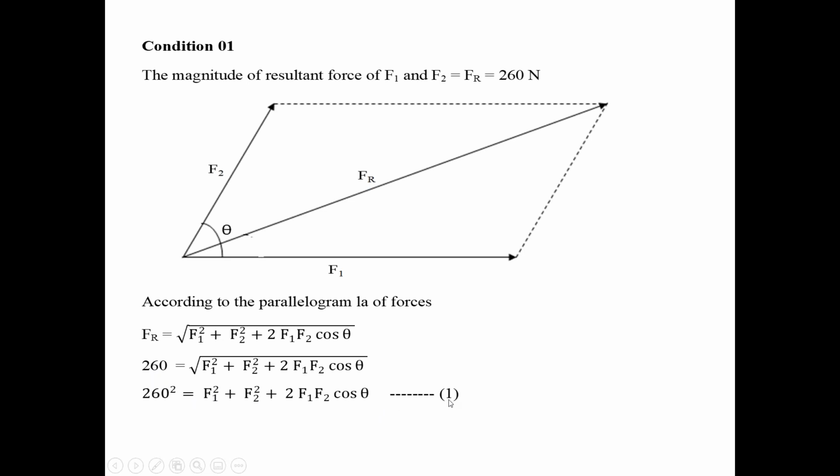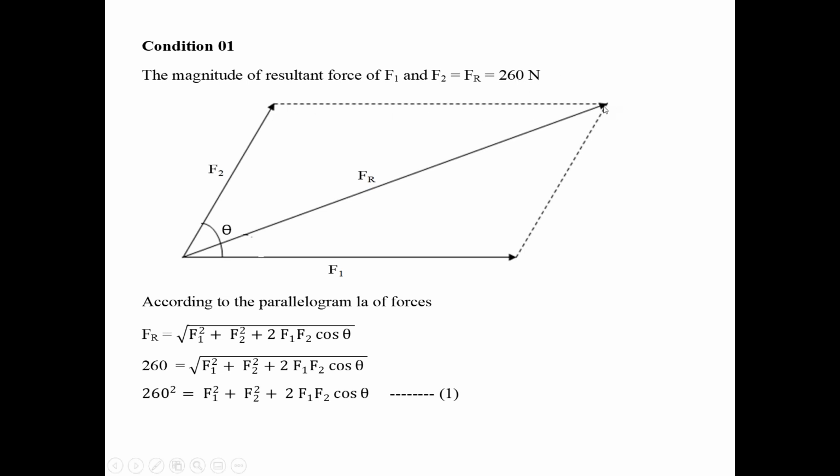Take that as equation 1. So go to this first condition carefully. Observe this first condition in the numerical problem. F1 is the first force, larger force. F2 is the second force, smaller force. Theta is the angle between the forces F1, F2. Please observe the diagram. F1 is unknown. F2 is unknown. Theta is also unknown. Then the resultant force in the first condition is the known magnitude 260 Newton.